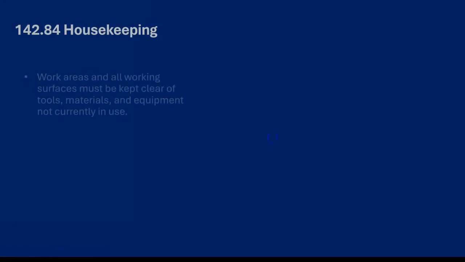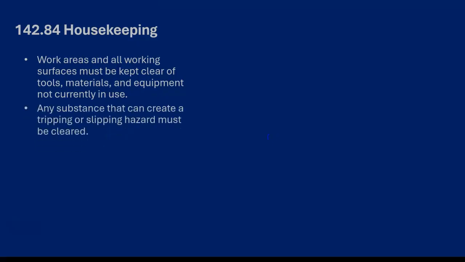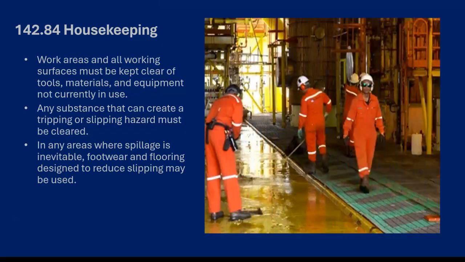Okay, we'll get into housekeeping. Work areas and all working surfaces must be kept clear of tools, materials, and equipment not currently in use. Any substance that could create a tripping or slipping hazard must be cleared. In any areas where spillage is inevitable, footwear and flooring designed to reduce slipping may be used. Here's just an example of some workers cleaning up their work area, demonstrating good housekeeping.